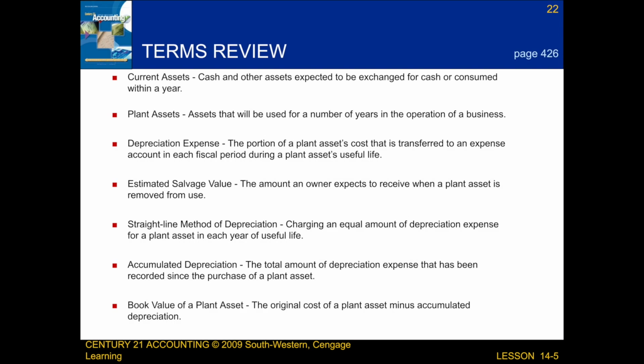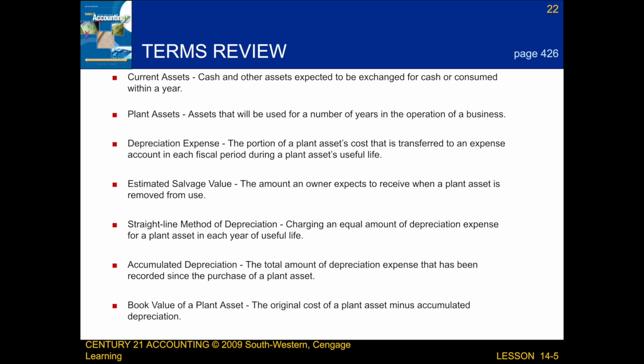Alright, so there are some key terms that I'd like to go over before we start the accounting part of this lesson. Current assets are cash and other assets expected to be exchanged for cash or consumed within a year. Plant assets are assets that will be used for a number of years in the operation of a business. Depreciation expense is the portion of a plant asset's cost that is transferred to an expense account in each fiscal period during a plant asset's useful life.